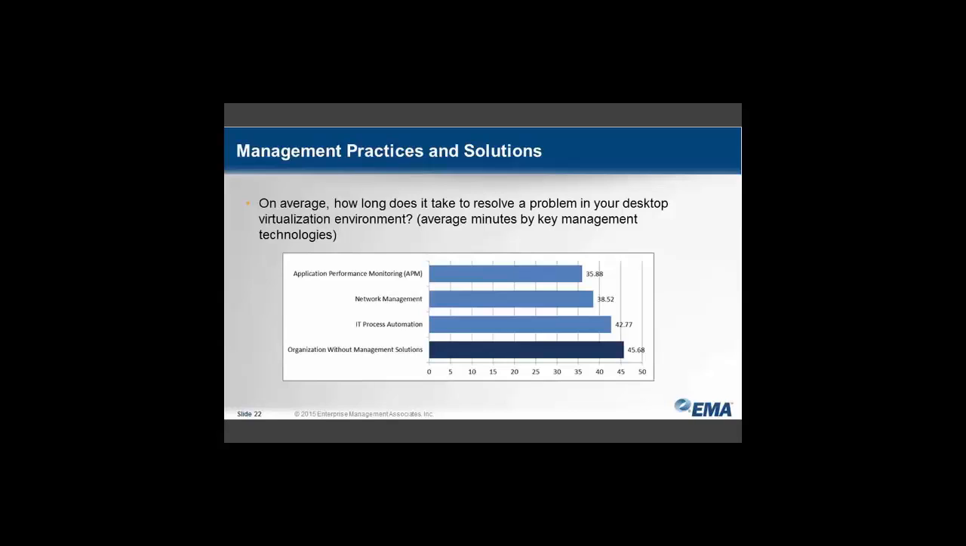Correlating the adopted management solutions to the amount of time it takes to resolve failure events also indicates opportunities for management improvement. Now, again, the blue line at the bottom sets the baseline for the comparison. Organizations that adopted application performance monitoring, network management, and IT process automation solutions all achieved faster average times to resolution over the baseline.